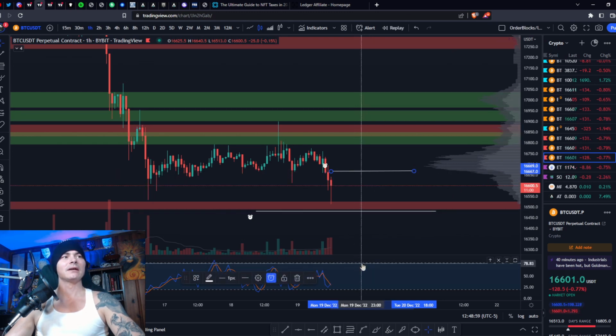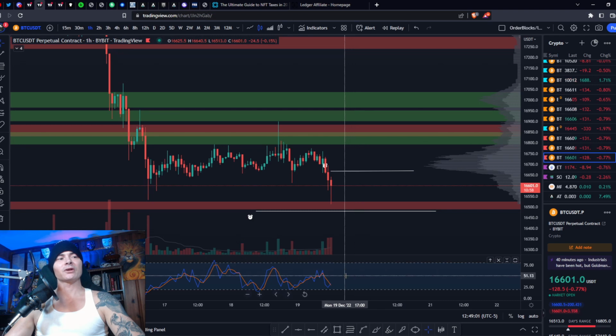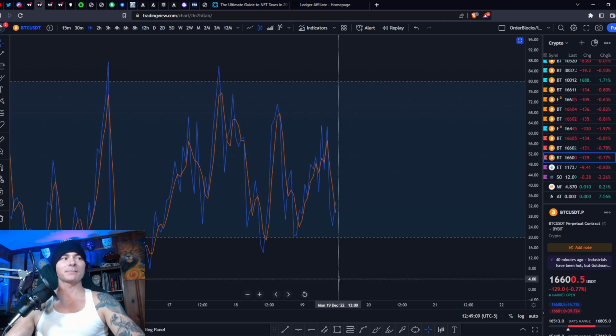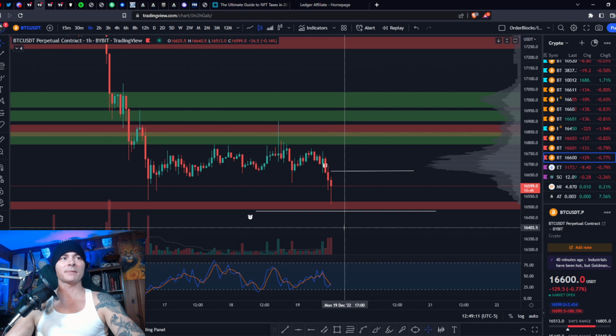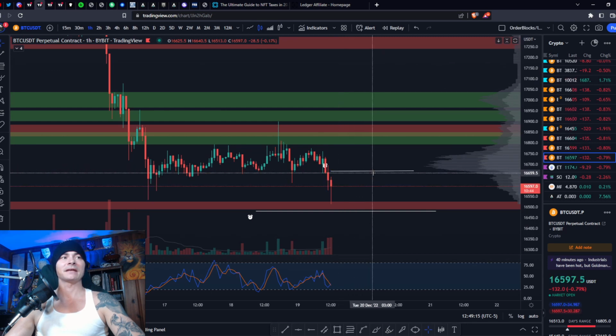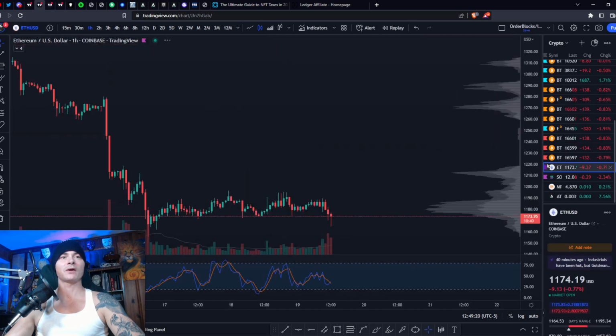Yeah, so if the stochastic does get rejected from here and cross to the downside and we break this last low, basically entering the oversold region, I would expect us to stay here for a while. I would expect us to get deep in there. Okay. And yeah, that's basically what I'm looking at for Bitcoin. Let's move on to Ethereum.